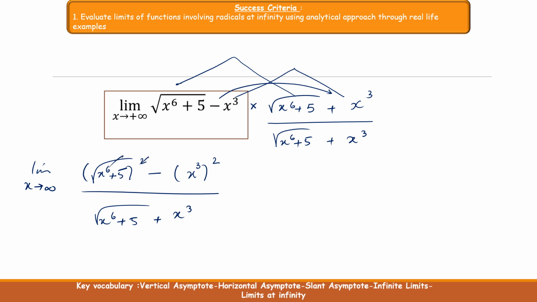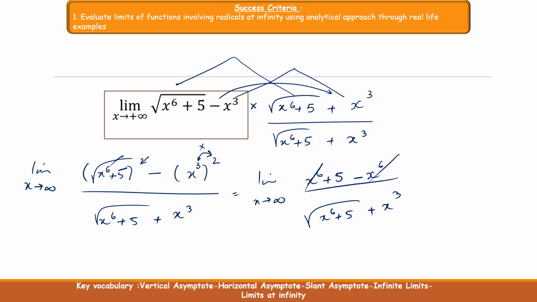Square and square root cancel out. So what do we get? We get x power 6 plus 5 minus, now we have the exponent property that a power with a power can be multiplied, so x power 6. And the denominator will stay as it is. X power 6 cancels out. Write down what is left. That is 5 over, and the denominator write down as it is.